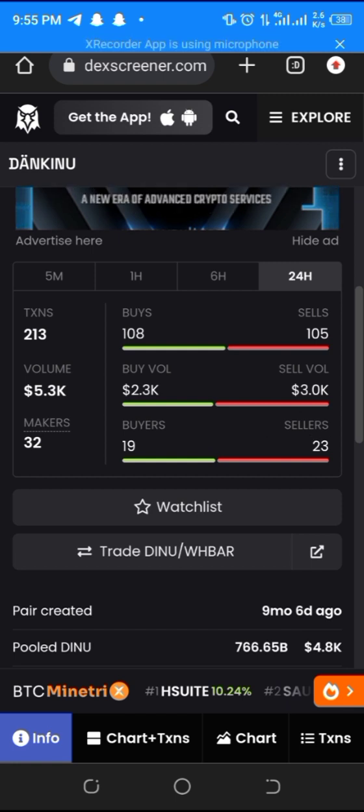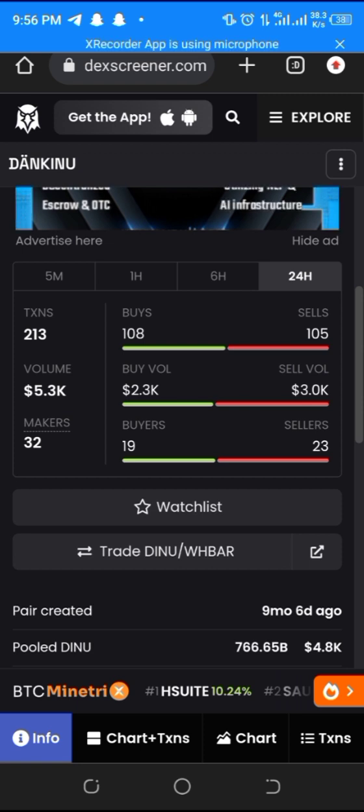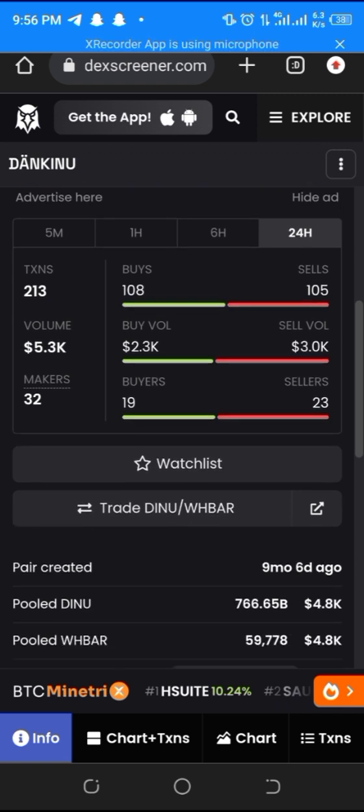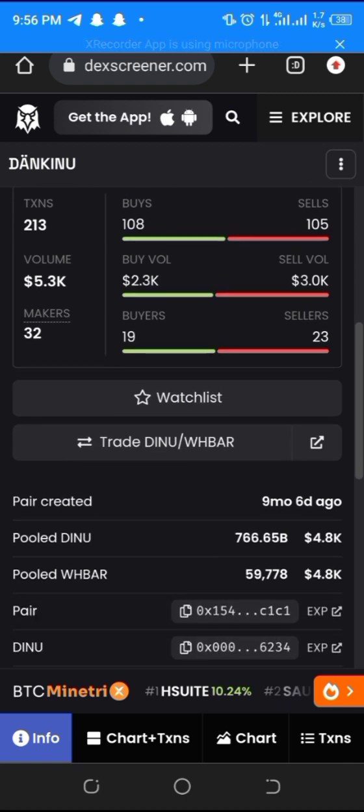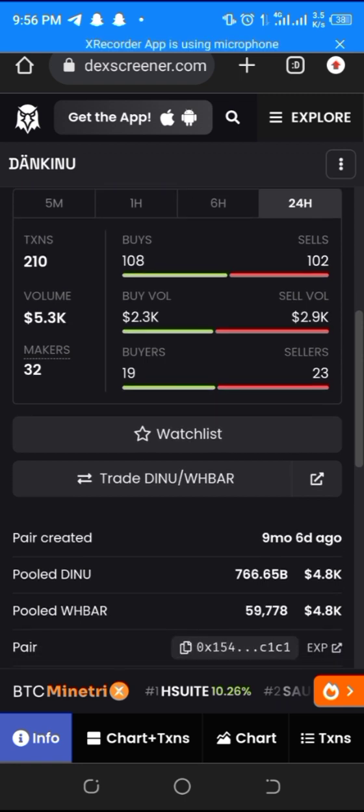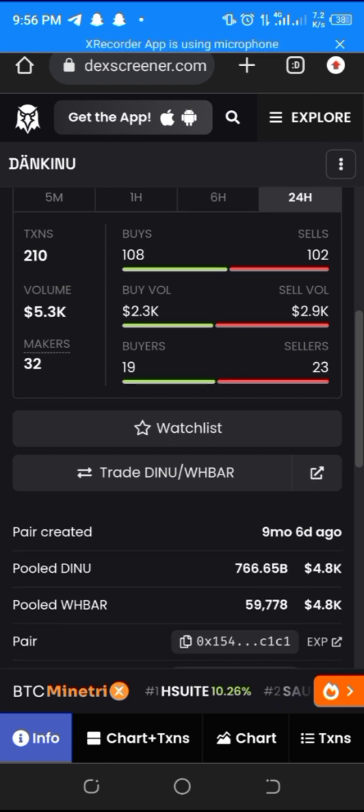So the sellers, 23 sellers, as you can see, they sold 105 times. Maybe someone just sold now and he realized, okay, let me sell more, let me take more profit, right? So that's it about that. So the transactions here, TXNS, is a summation of the buys, 108, and the sells, 102. If you sum that together, you will see that it is 210. So that is it about that. The makers too. The makers is a combination of the buyers and the sellers, right? Which is 32. So the volume is a combination of the buy volume and the sell volume.